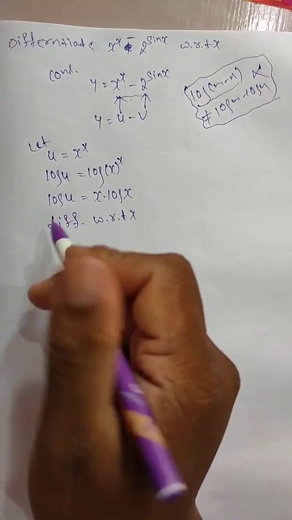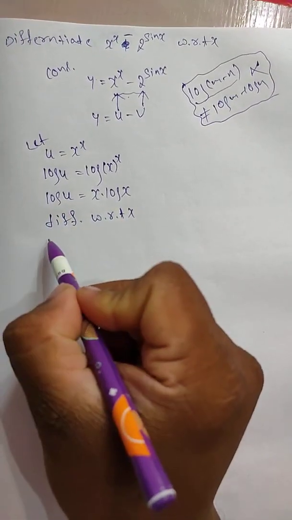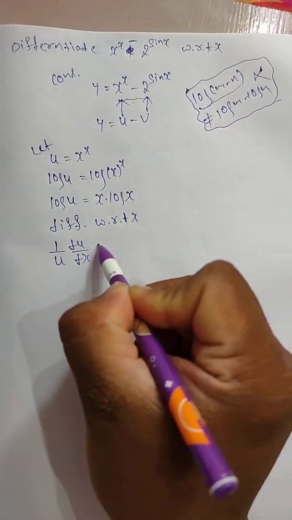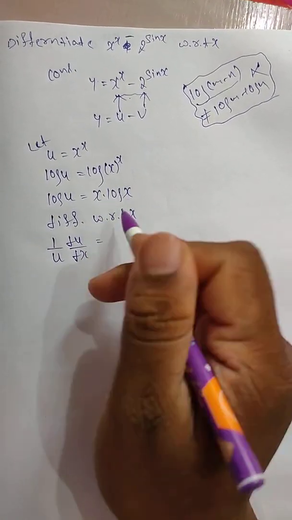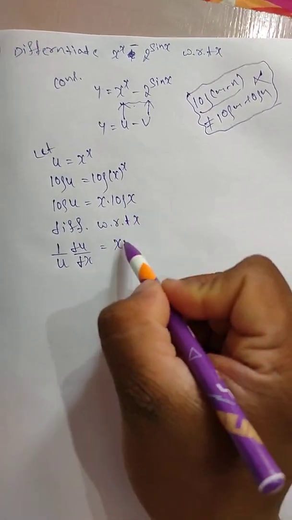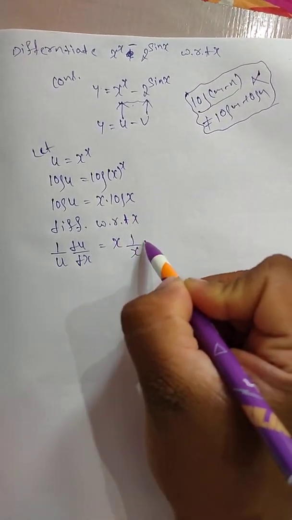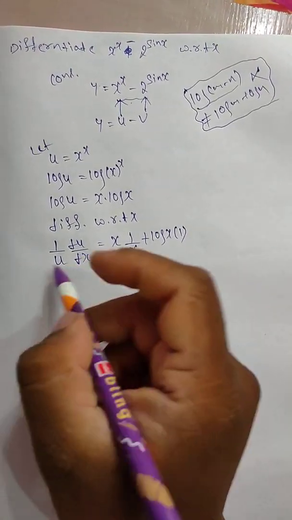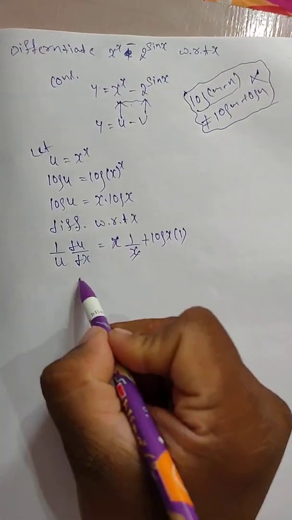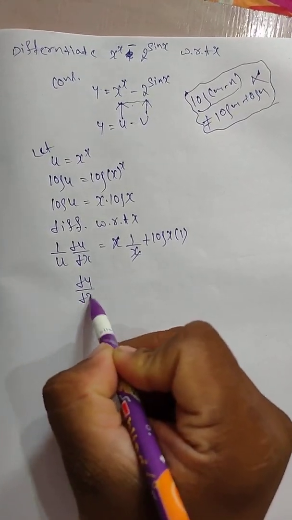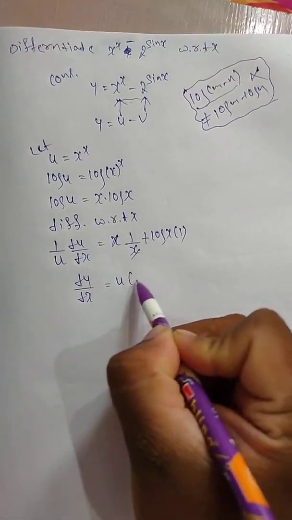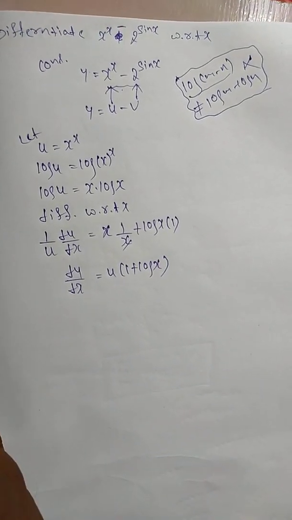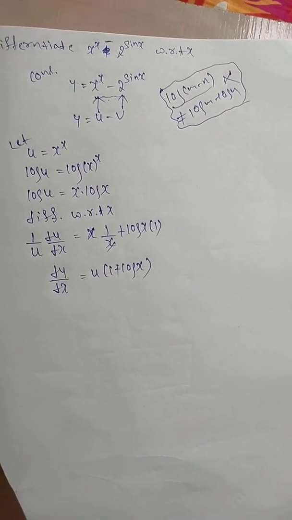What is the differentiation of log u? The differentiation of log u is 1 by u into du by dx. Here you apply the product rule. x as it is, differentiation of log x is 1 by x; log x as it is, differentiation of x is 1. The x cancels. So du by dx is equal to u into (1 plus log x).